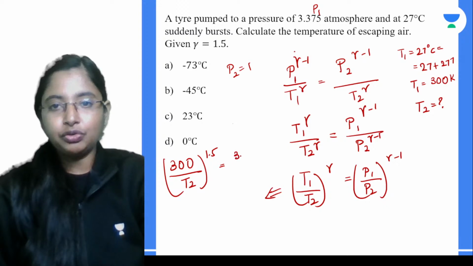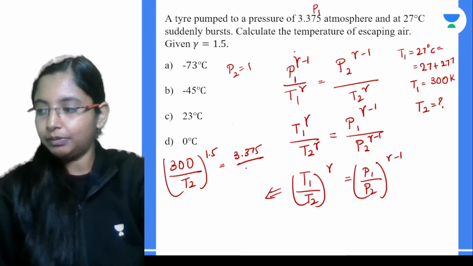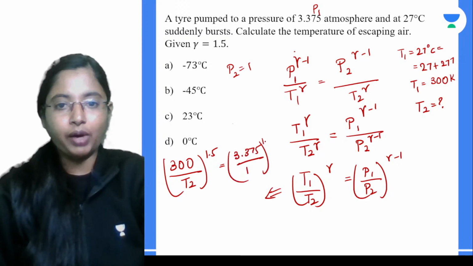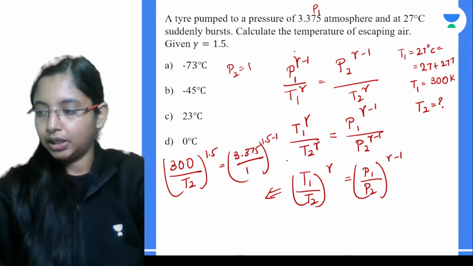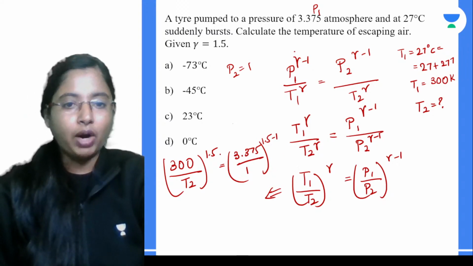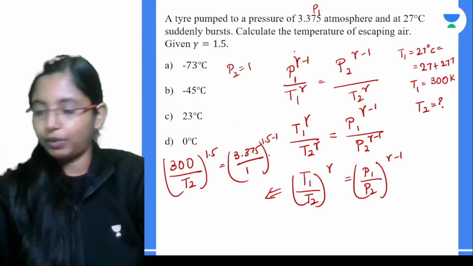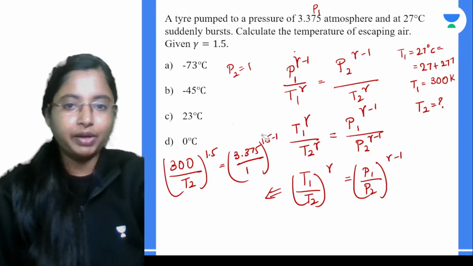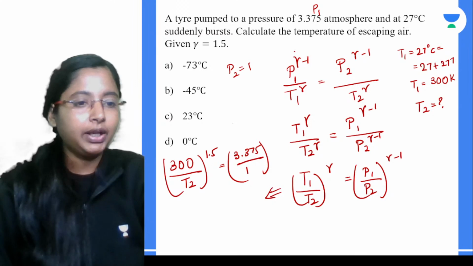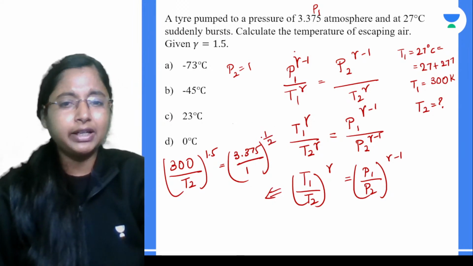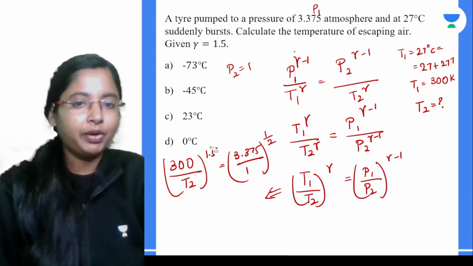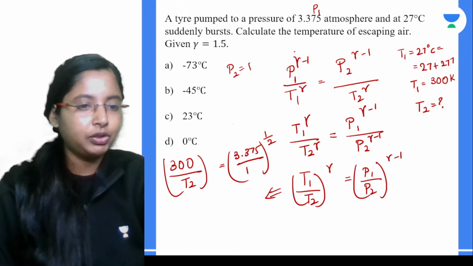This is equal to 3.375 divided by 1, the whole to the power of 1.5 minus 1. Very simple. What is 1.5 minus 1? This is 0.5. How can you write 0.5? You can write it as 1 by 2. Then 1.5 you can write as 3 by 2.